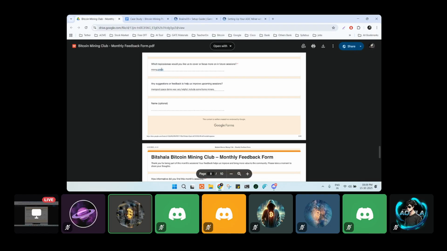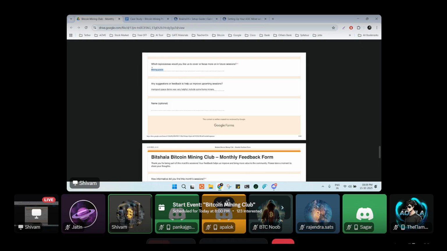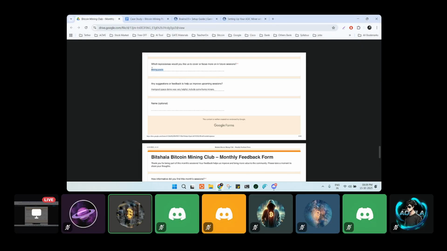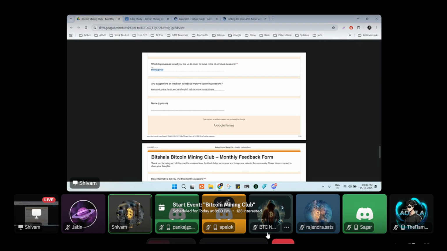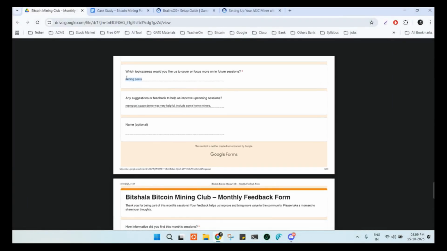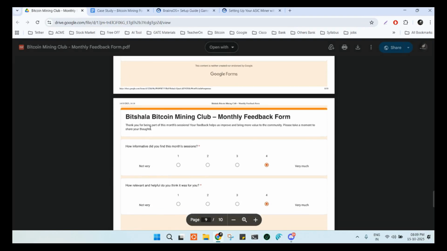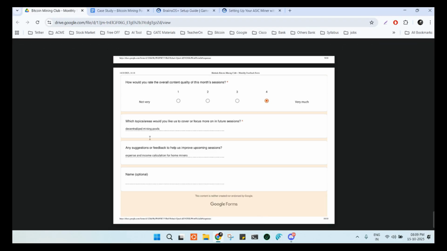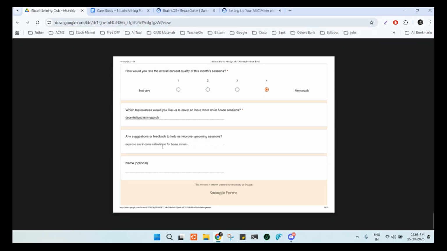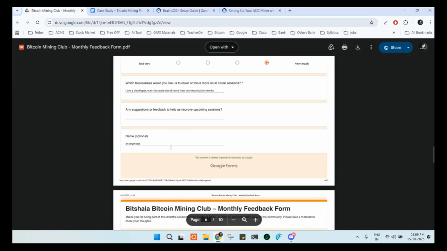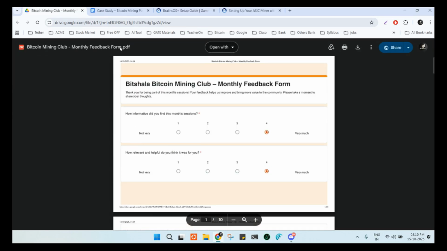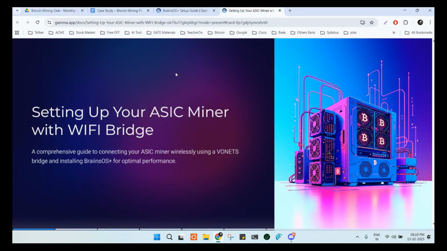Mining pools, yes. Maybe next session I will cover mining pools in depth: what are the top mining pools, and we will also discuss mining pool decentralization and some criteria I encourage everyone to look for while choosing a mining pool. Decentralized mining pools and expenses, I will make sure to cover all those things. So thanks everyone for filling this form, and maybe we will start our session.